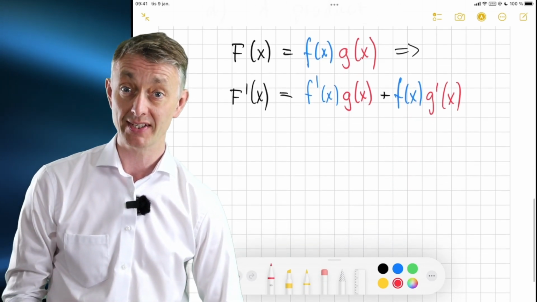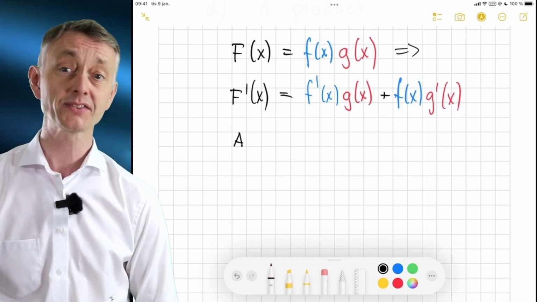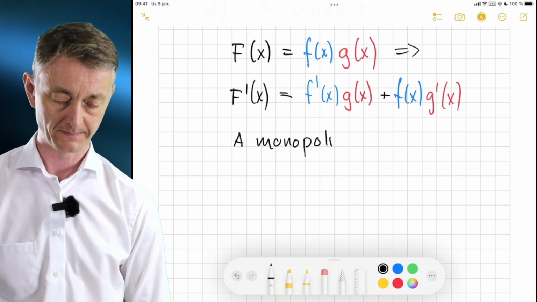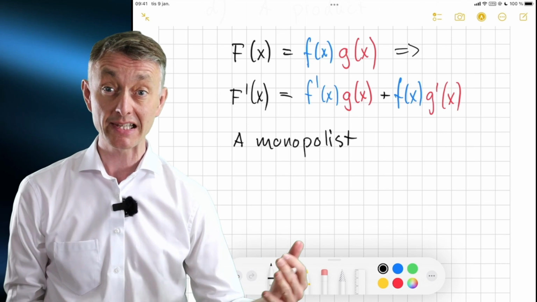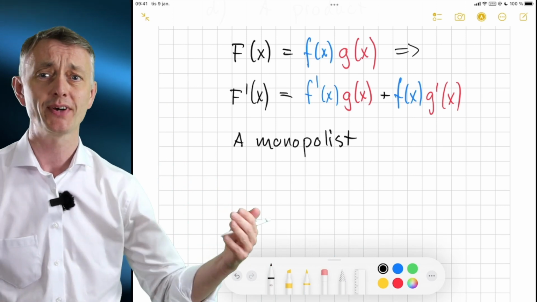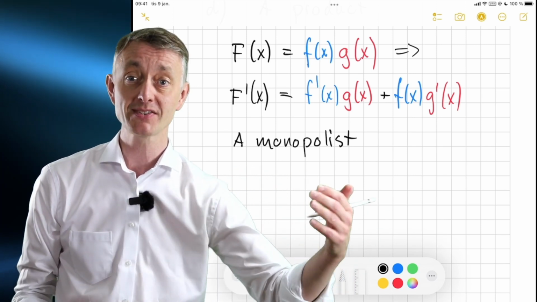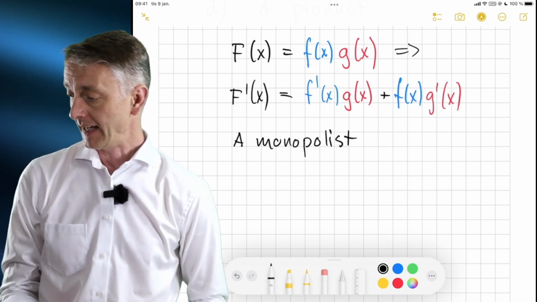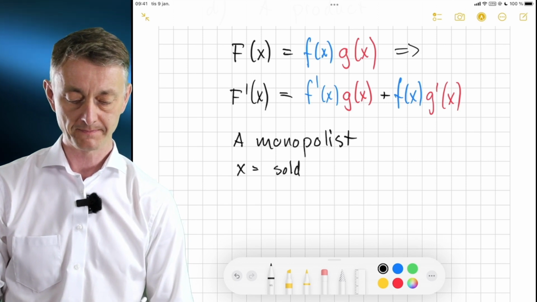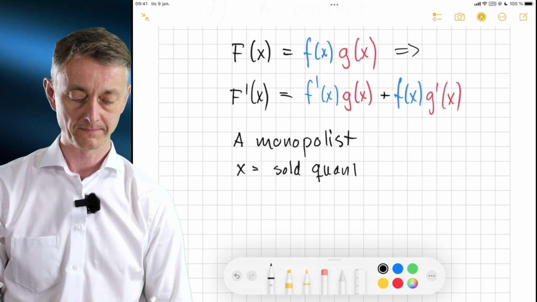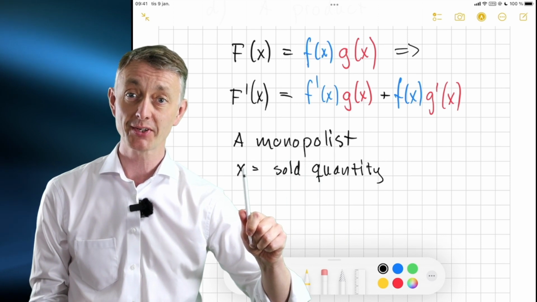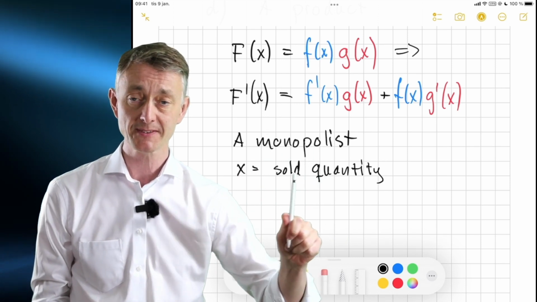So let's look at one very concrete economics example. Let's consider a monopolist. We know that's the only seller in the market, right? So this is the only firm that's selling some good in some market, and that is going to have an effect on the price in the market because it's the only seller. And let's assume that x is the sold quantity, that is how much of the good the monopolist sells in the market.